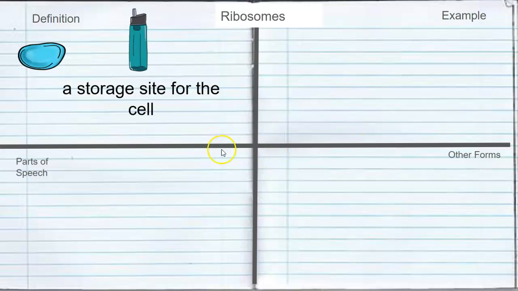So, vacuole in our notebook. Definition. It is a storage site for the cell. This is a drawing of what a vacuole looks like. Looks like a lot of other things, but it can change in size, right, as it gets bigger or smaller. And an analogy is like a water bottle. It holds something for the cell. What kind of part of speech is it? You got it. It's a noun.